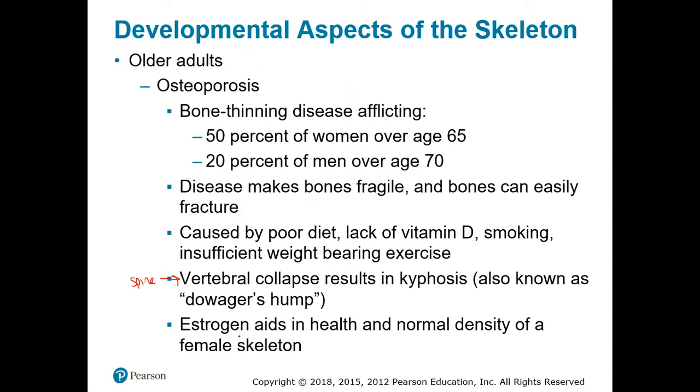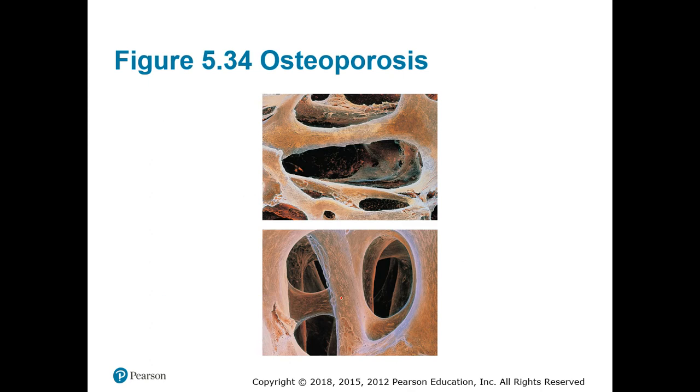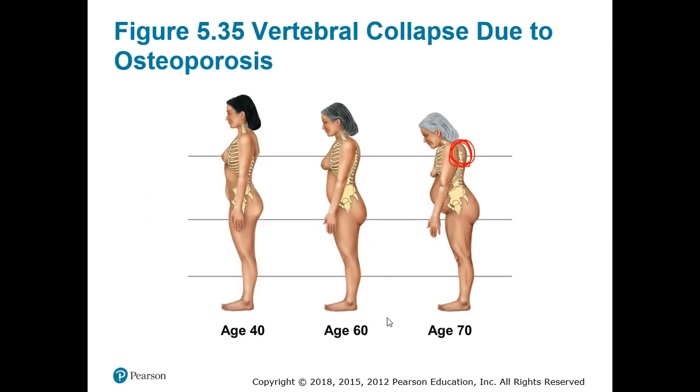And then what actually helps with osteoporosis is taking extra estrogen. So it helps with the health and keeps normal density of a female skeleton. So that's why when you get older and you're going through menopause, they do prescribe you some hormones to help with this. So here is your osteoporosis where you see bones start to break down. And then, of course, this was your Dowager's hump.